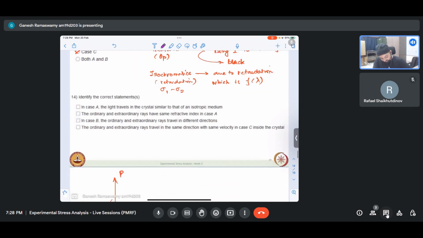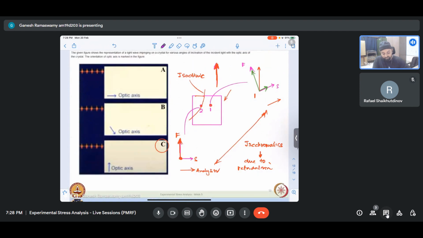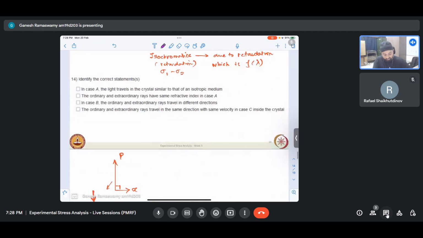Okay, let us look at this question. Identify the correct statements. In case A, the light travels in the crystal similar to that of an isotropic medium. Yes, because it goes on unaltered when we have the light impinging along the optic axis.